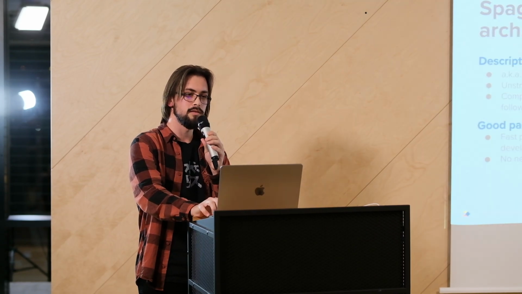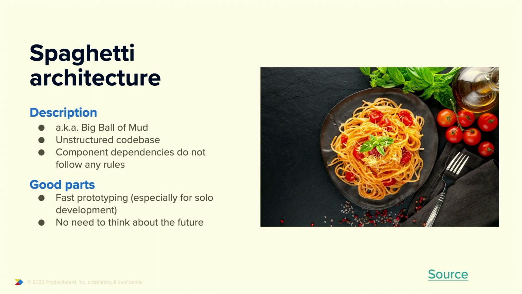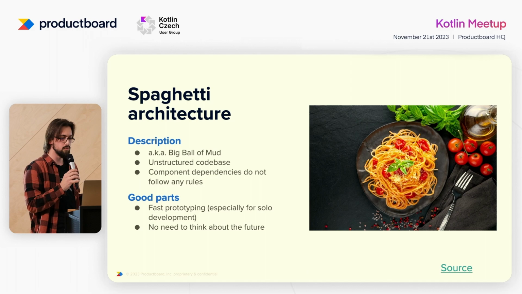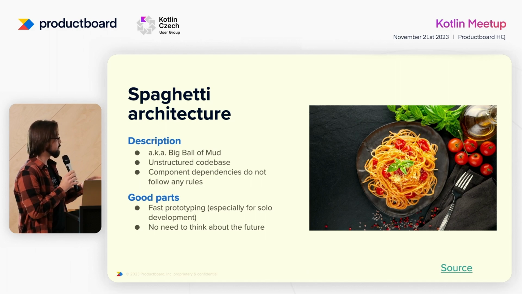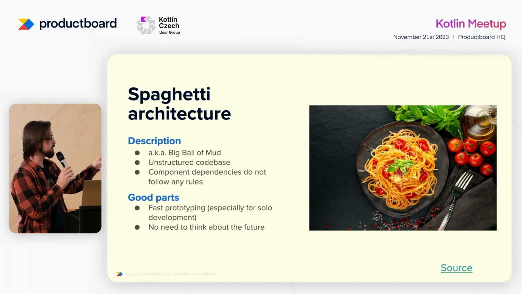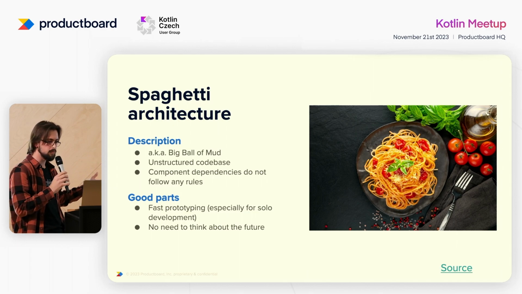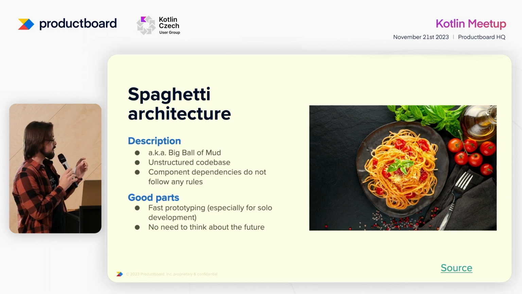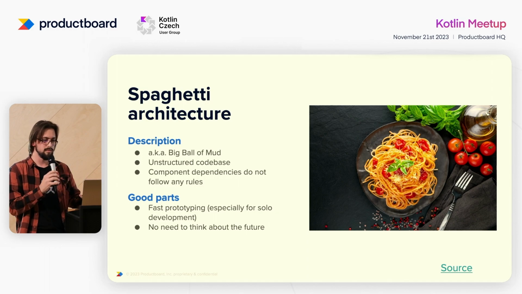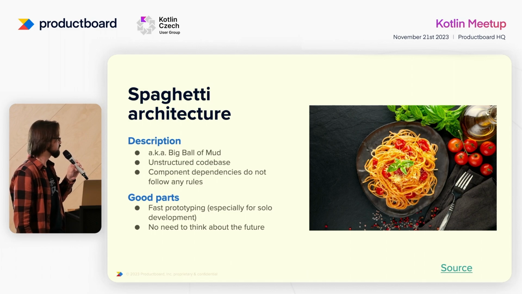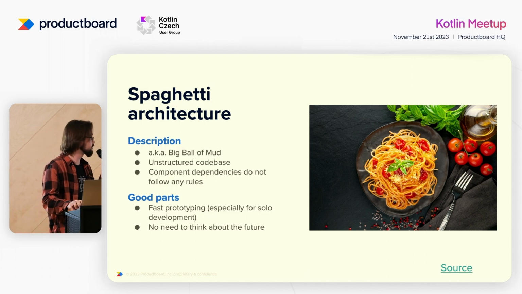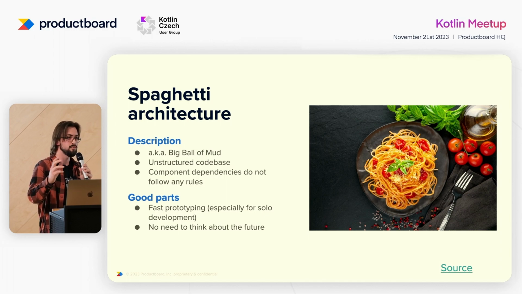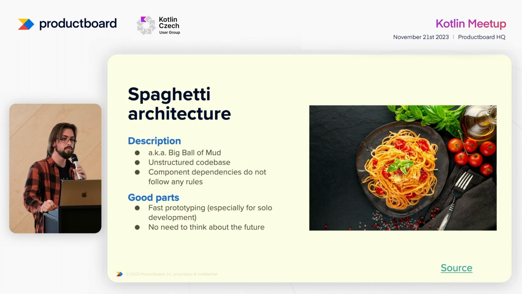spaghetti architecture, also known as big ball of mud. Basically, it's an unstructured code base with dependencies between components that do not follow any kind of rules. By dependencies here, I mean in terms of one code base, not your external dependencies for the libraries. Although it has this notorious reputation of being bad, it's actually good for something. It's good for fast prototyping when you're solo and you need to make some proofs of concept really fast and see how things work. So you don't need to think about the future of this code base, and yeah, why not?